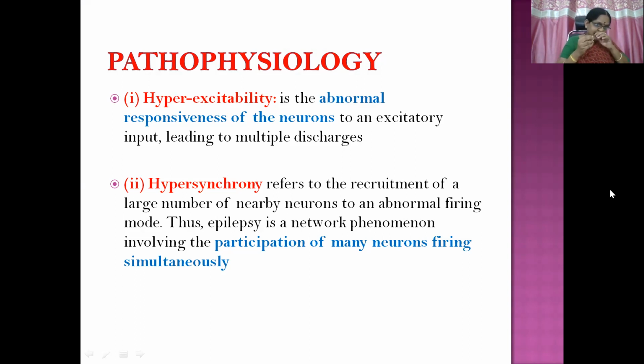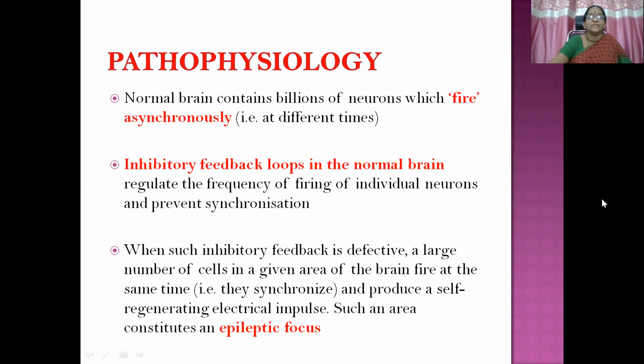Suppose the focus is there, the focus got stimulated, and one neuron fiber is getting stimulated and then discharging the neuronal action potential. Not only that, it will stimulate the surrounding neuronal fibers also, so that they will also join, and together the neuronal network of fibers starts discharging the action potential. They fire synchronously, that is hypersynchrony. So hyperexcitability, that is abnormal responsiveness of the neurons, and hypersynchrony, both together can give rise to a seizure manifestation.